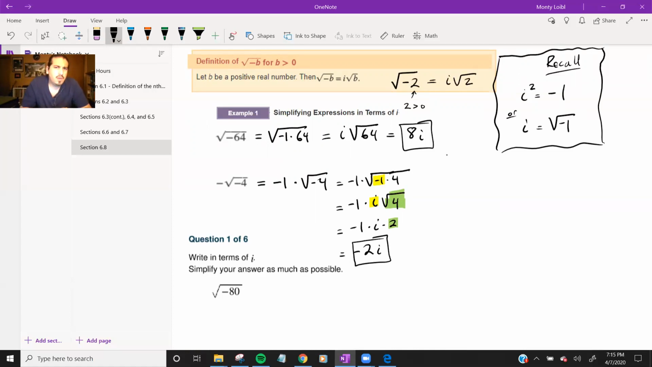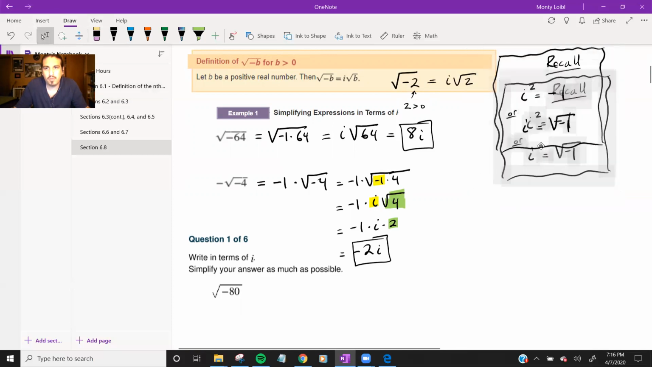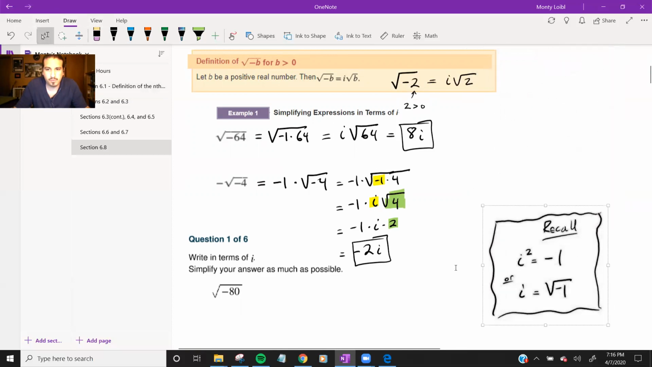Any questions over just the introduction of I, or the square root of -1? No, hold on. Let's do this one, and then I'll go back and nerd out a little bit, and we can see some more information about imaginary numbers in general.